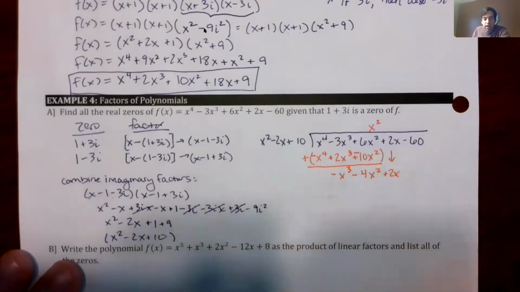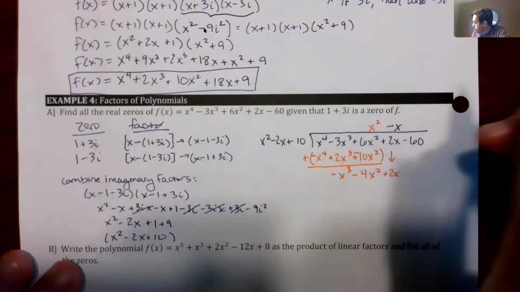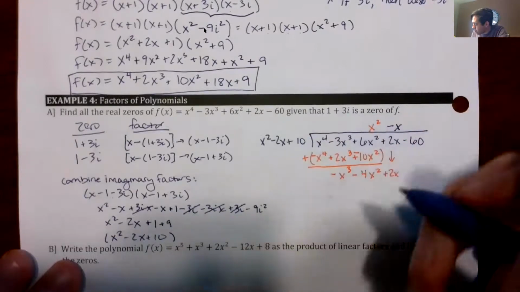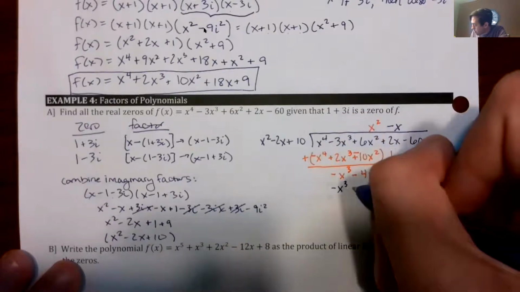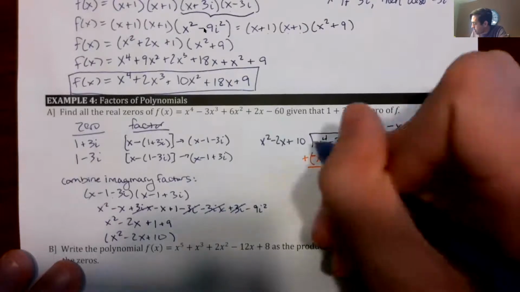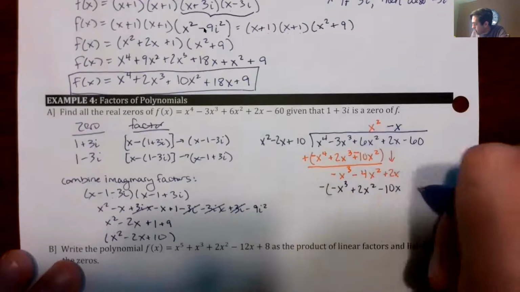x squared times what is negative x cubed? It's going to be negative x. Negative x times x squared is negative x cubed. Negative x times negative 2x is going to be positive 2x squared. Negative x times 10 is going to be negative 10x. We subtract this.